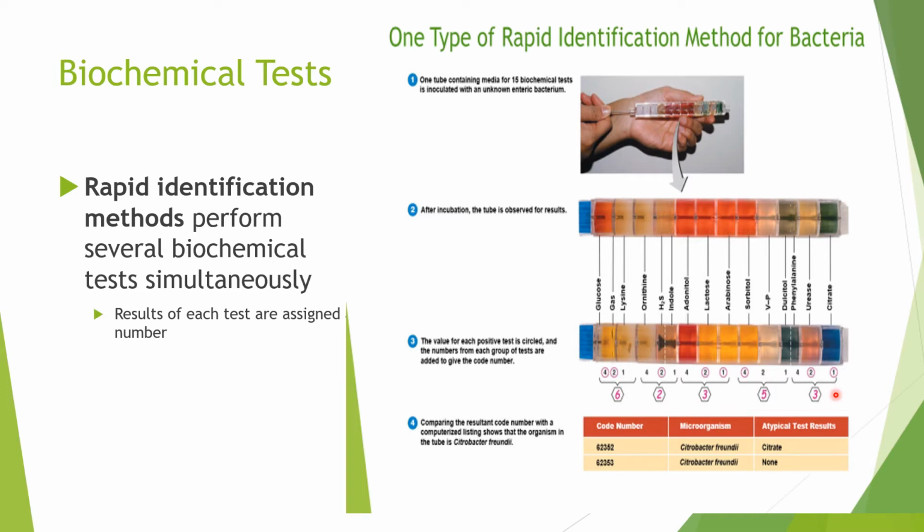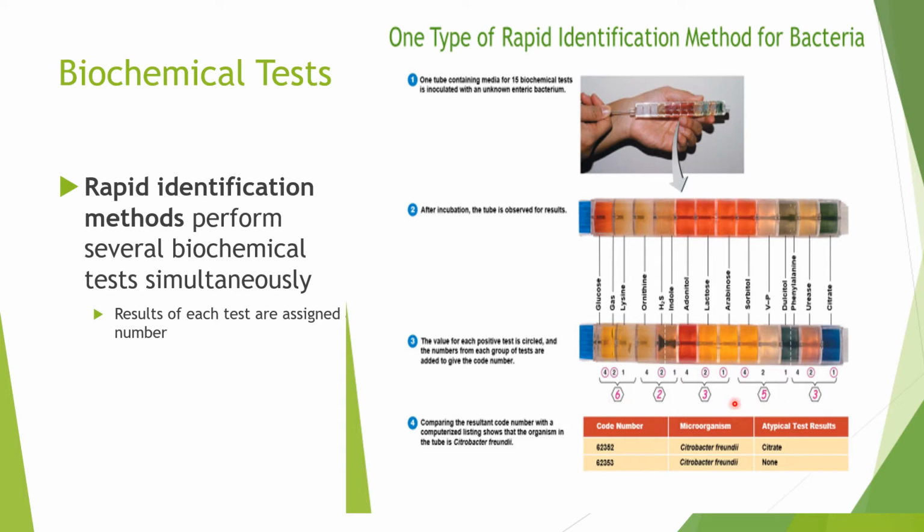So there is usually a list of numbers, and it's kind of like you would use a key. They would tell you, okay, if it does ferment glucose, or if it does produce hydrogen sulfide, it's a number 2. And so you would keep looking at the results and choosing the numbers accordingly until you get a code. So here's the code right here.